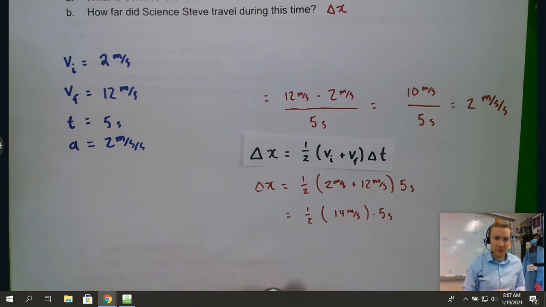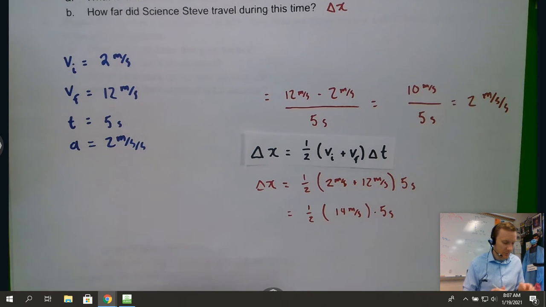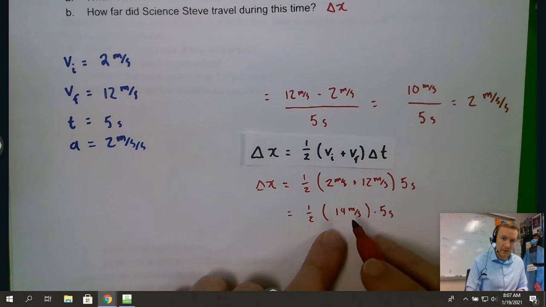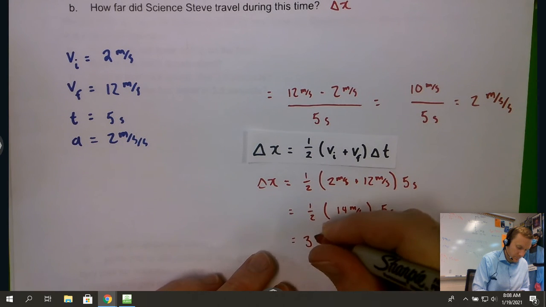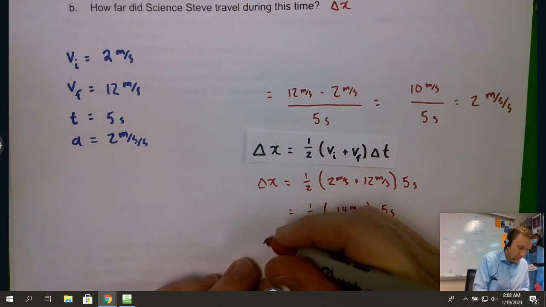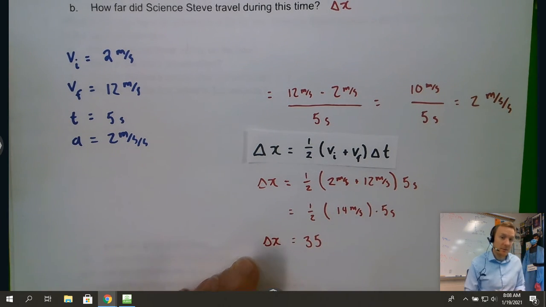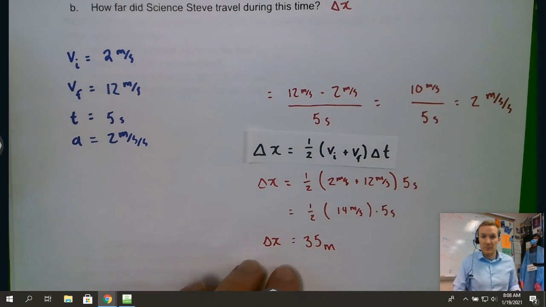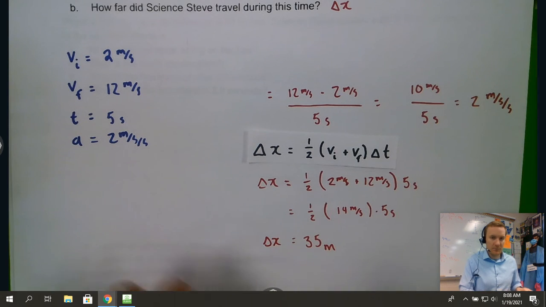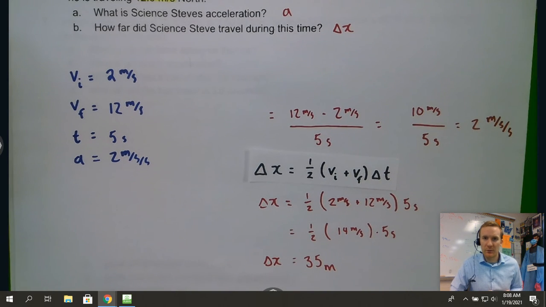Then we can just go straight across. 1/2 times 14 is 7, and then 7 times 5 is 35. So there is our change in position, and because it's change in position, we're going to have our 35 with the meters unit. Hopefully that was a helpful walkthrough for the first one, and then we'll do the second one next.